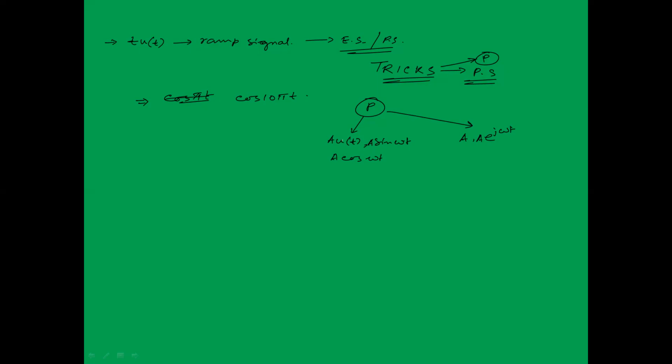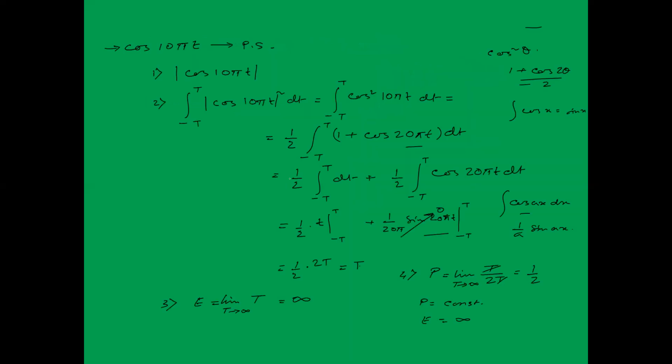So if the signal is represented in the format A u(t), A sin omega t, A cos omega t, then its power is A square by 2. And if the signal is given as a constant or complex exponential, then simply A square is the power. Now this signal is in the form of A cos omega t. So what is the value of A? A equals 1. So what is the power? 1 square by 2, that is half. You will see in the calculation I got half.